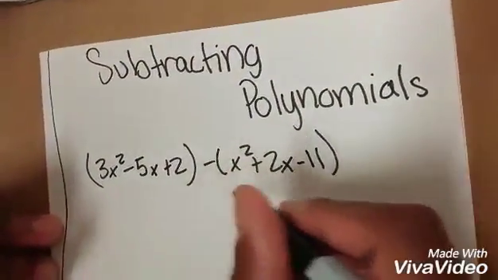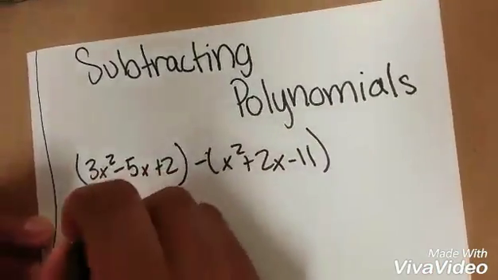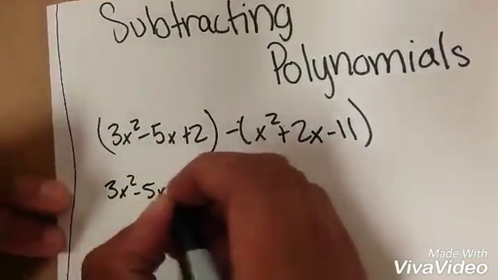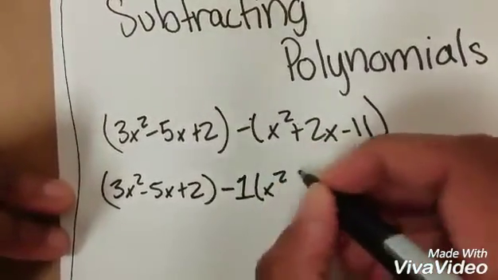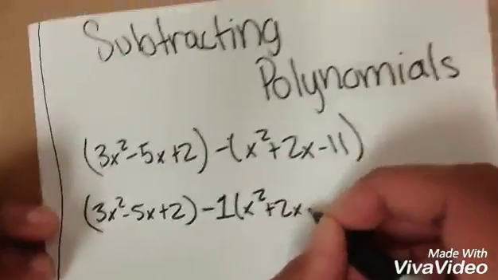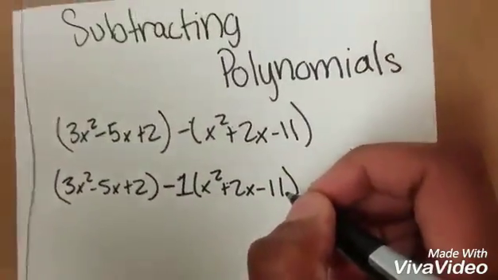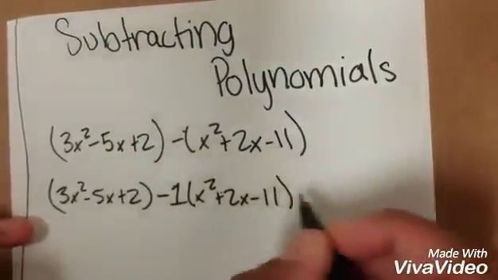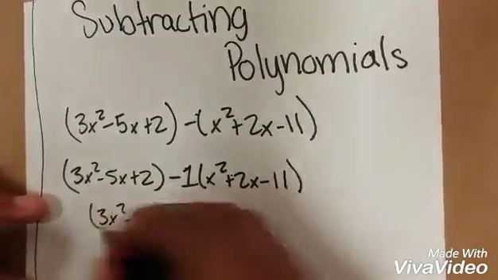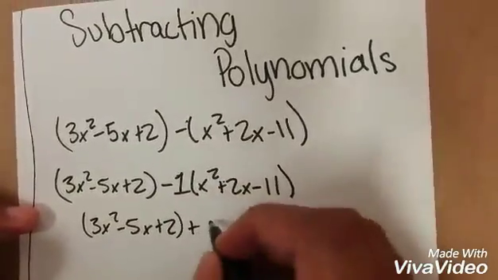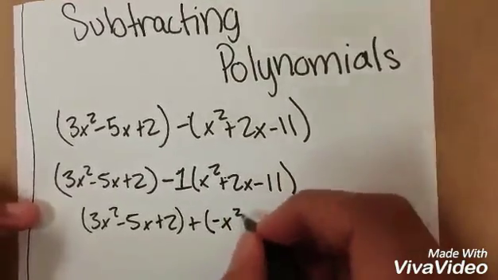The first step is to multiply the second expression by -1. The reason you multiply the second equation by -1 is to change the operation. When you multiply, the subtraction turns to addition, and everything inside the parentheses switches.